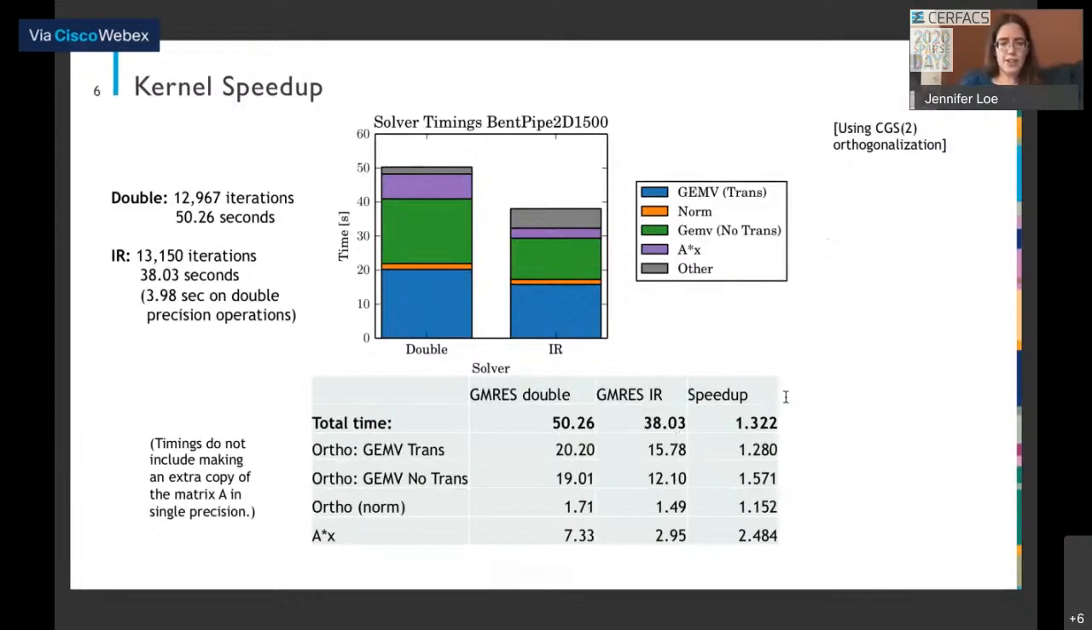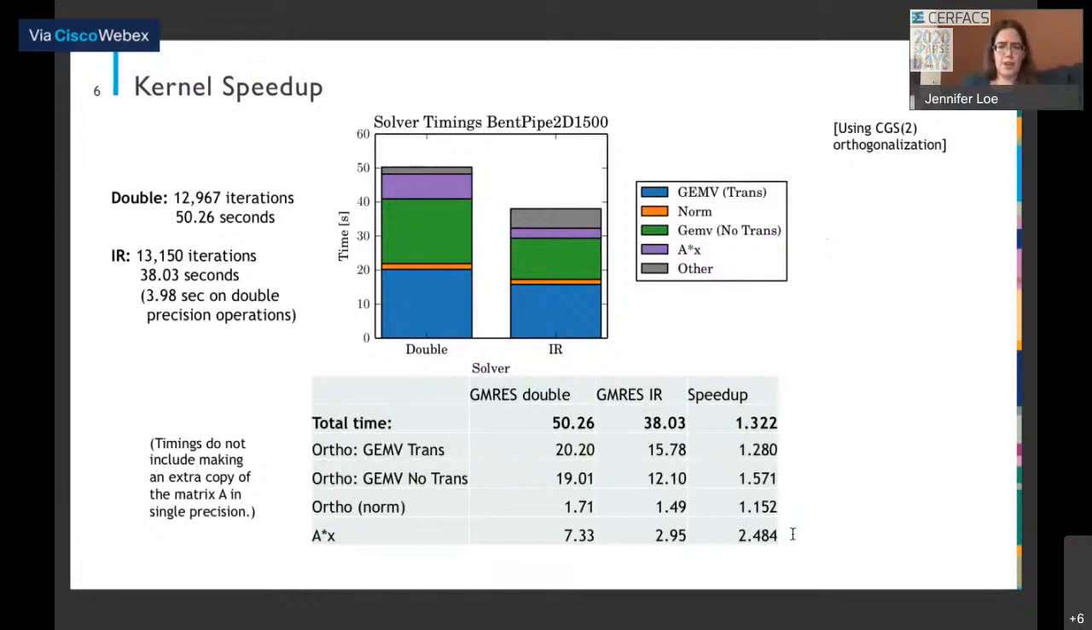So it's interesting to look at the speed up in each of these kernels. Of course, with the total speed up from 50 seconds to 38 seconds, that's about a 32% speed up to run this GMRES IR solver to convergence, mostly using single precision operations. The GMV with a transpose gets about 28% speed up. The GMV with no transpose is better, gets about 57% speed up. Norms are fairly negligible. Our sparse matrix vector product is interestingly getting almost 2.5 times speed up.